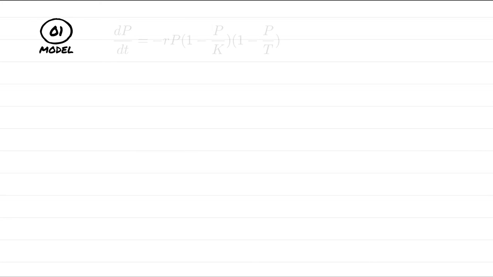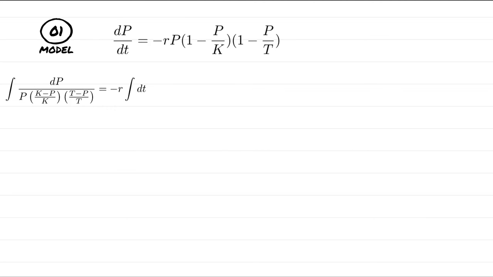And so, okay, here's our model right here. I'm going to solve this just like we did the other ones, as a first order nonlinear separable differential equation. I'm going to divide by p times 1 minus p over k times 1 minus p over t on both sides, leave the negative r on the right hand side, and multiply by dt, after which I'll integrate on both sides. On the right hand side, I'll just be left with negative rt plus c after I integrate.